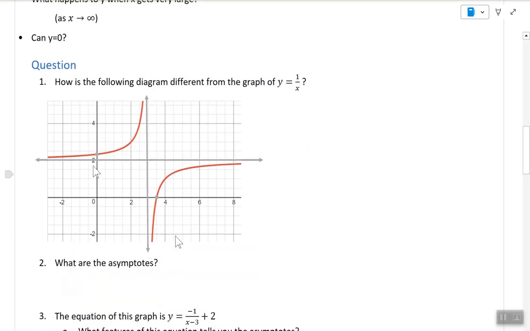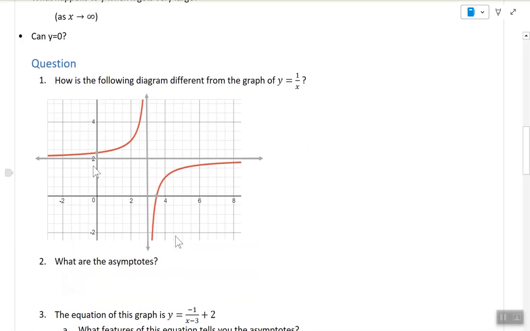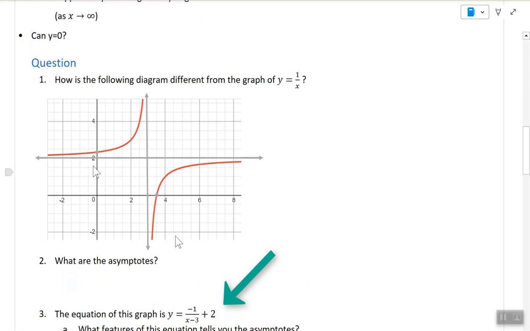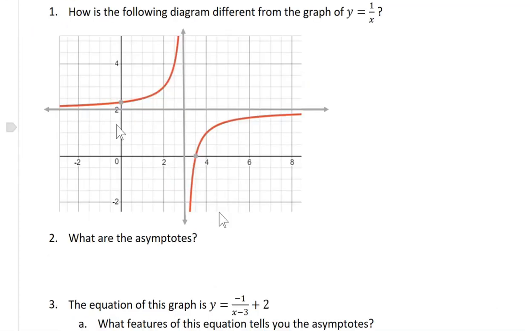So this is what the equation looks like. Y equals -1 over x minus 3 plus 2. On the line, the x asymptote is the number on the denominator, right? So it's -3, but in the graph, the asymptote is +3. So it's the opposite sign. Okay, that's the first thing.